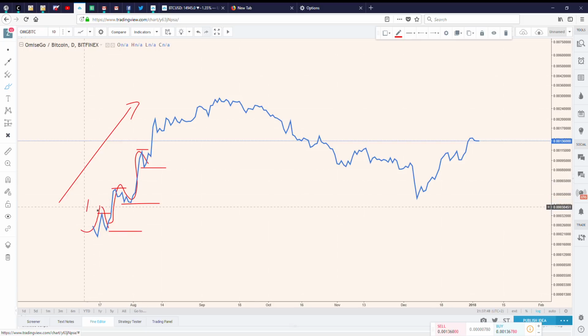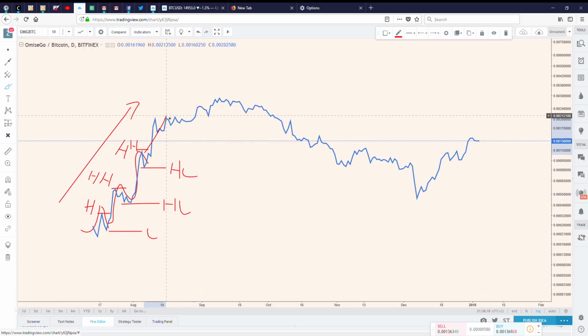is that each high would be higher than the previous high. So the market would be printing a higher high, right? And each low will actually be higher than the previous low. So it would be printing higher lows. Okay? And as long as you understand that, you'll then know the overall trend in which the market's in.